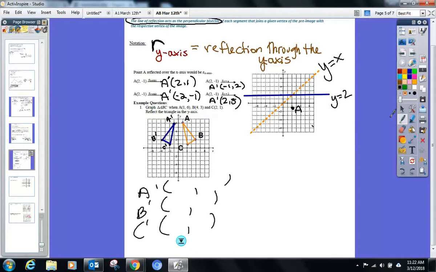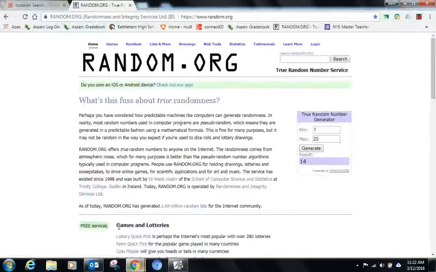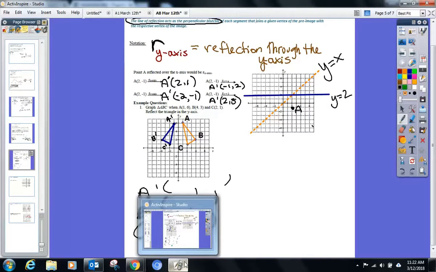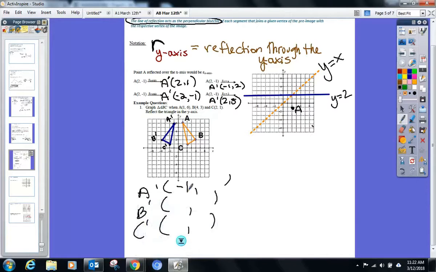When you're ready, let me know A prime, B prime, C prime, whenever you are ready. Negative 1, 6, yep. And C prime. There we go, nice job. Check them, make sure you flipped it through the y-axis and not the x-axis.